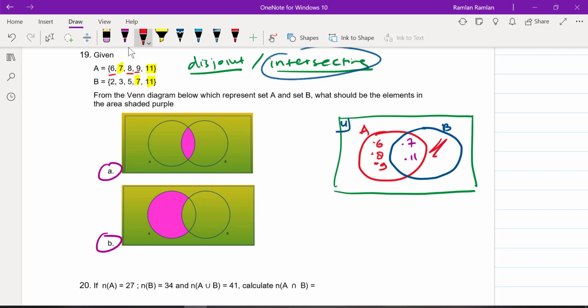Okay, if you want to write down the elements over here, we can also do that. It's going to be the elements from set B besides the 7 and 11, because again, we have already written down the 7 and 11. So the elements that we haven't written for set B are 2, 3, and 5. So we can answer question A: 7 and 11, and question B is going to be 6, 8, and 9, because it's over here and over here. Okay.